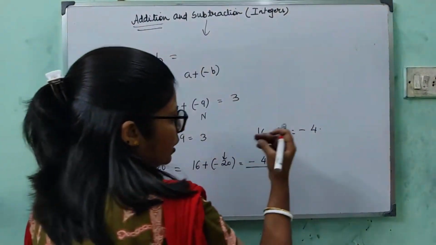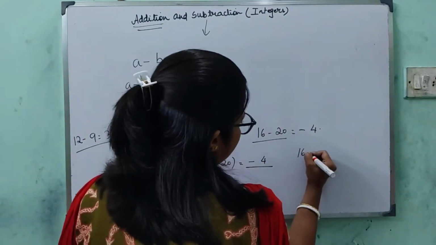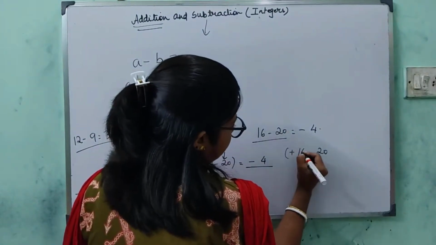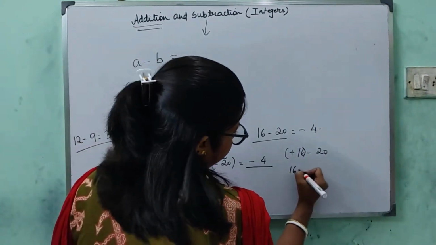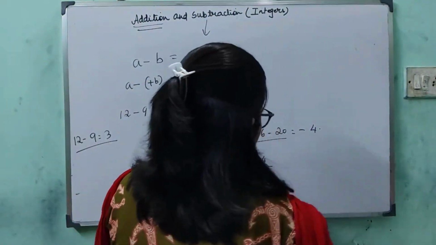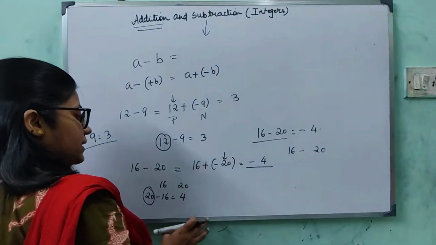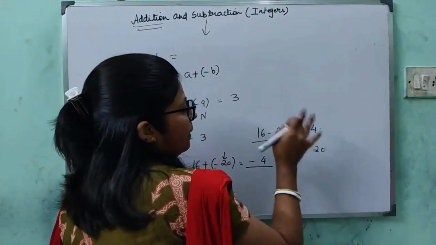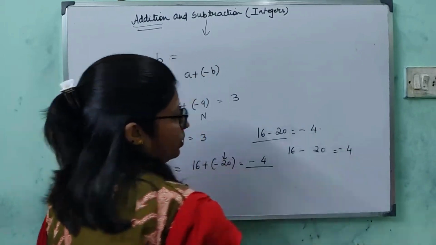Alright, clear? In a much shorter way you can do it, that is, if it is given like this, 20 minus 16 or 16 minus 20, this is plus 16 and minus 20. So without doing so many steps, what you can do: 16 and 20 are the two numbers. So first you do 20 minus 16, that is equal to 4. Now what is the sign before 20? It is a minus sign. So put a minus sign over here.